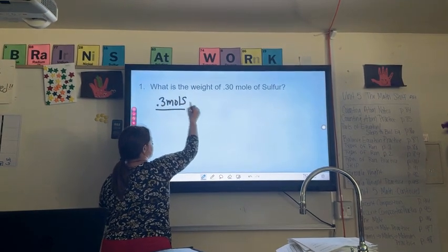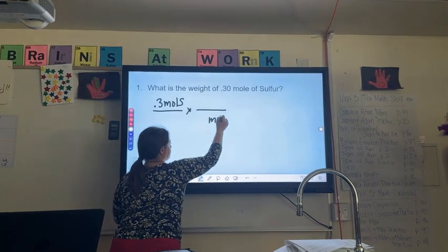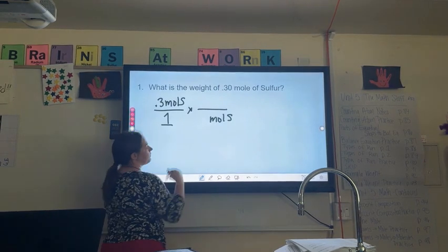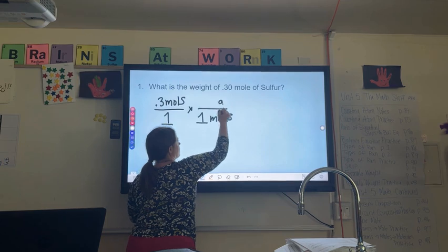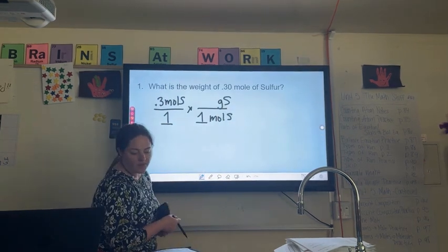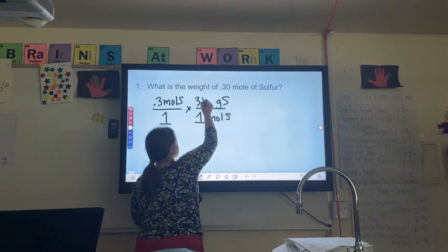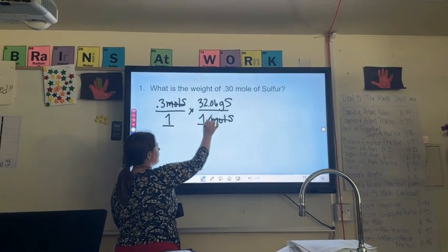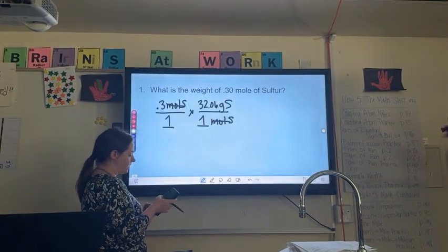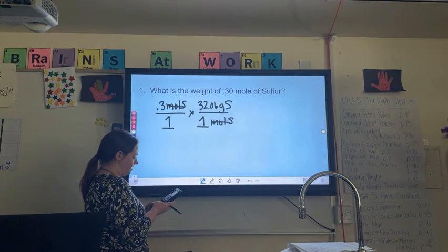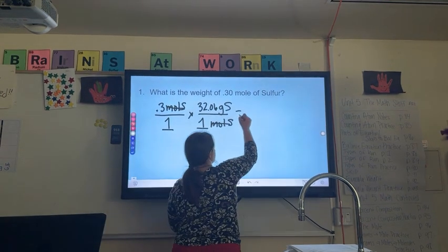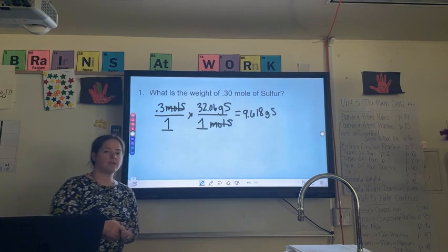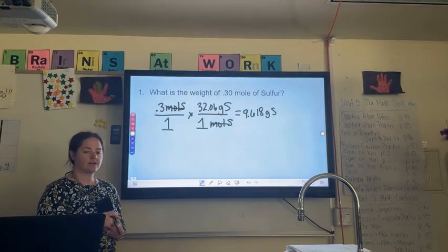If you have moles of sulfur at the top, you need moles of sulfur at the bottom. Okay? You can put the 1 in here if you want to. You don't have to. 1 mole of sulfur is equal to the formula weight. So if you look at your periodic table, the formula weight of sulfur is 32.06 grams. We cross out our moles, and then we're going to solve. You multiply the top and divide by the bottom. So 0.3 times 32.06 is 9.618 grams of sulfur. Take a minute, check in with your teacher if you have any questions, but make sure you did it like mine.